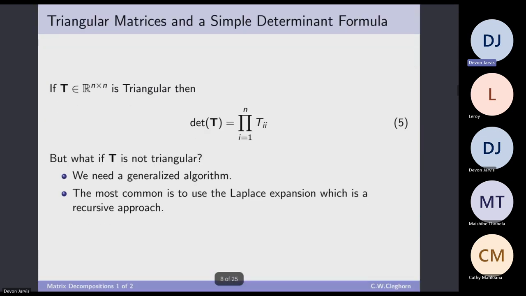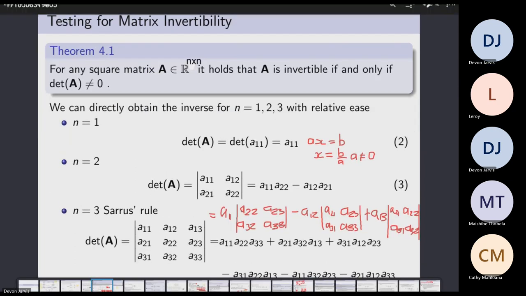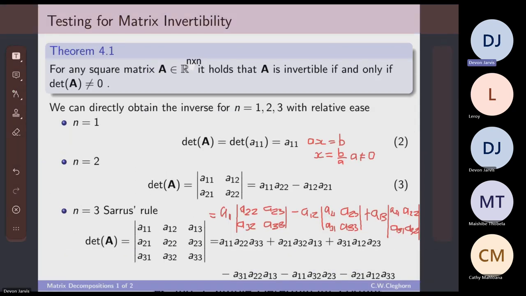Because if you look at Sarrus's rule or any of these other formulas, which I'll show you now, the pattern is that if you have everything below the diagonal as zero, and everything above the diagonal as zero, then everything is going to be multiplied by a zero, except for this first term over here, which is just the product of your diagonals. You can see every other term, even in Sarrus's rule, has some kind of off-diagonal elements that are either above or below the diagonal. And so the only thing that's left is the diagonal.